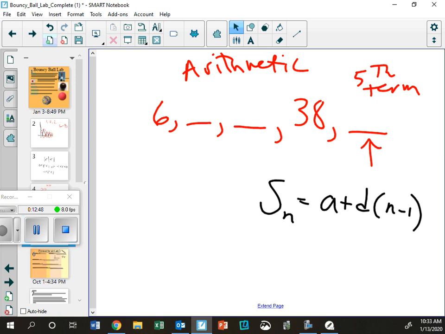Hint, you don't know the common difference. You don't know D. That's what you're trying to find, really. Once you find D, it's going to be easy to get the fifth term.